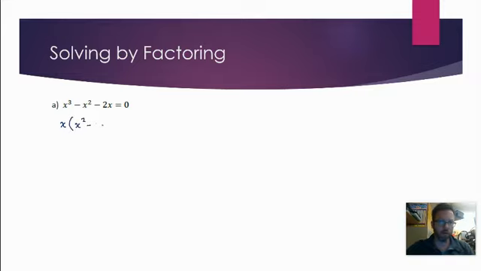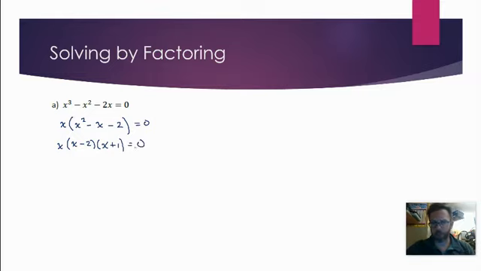out an x, and we'll be left with x squared minus x minus 2. And that is just a simple trinomial that factors into x minus 2, x plus 1. And then we get that being equal to 0.